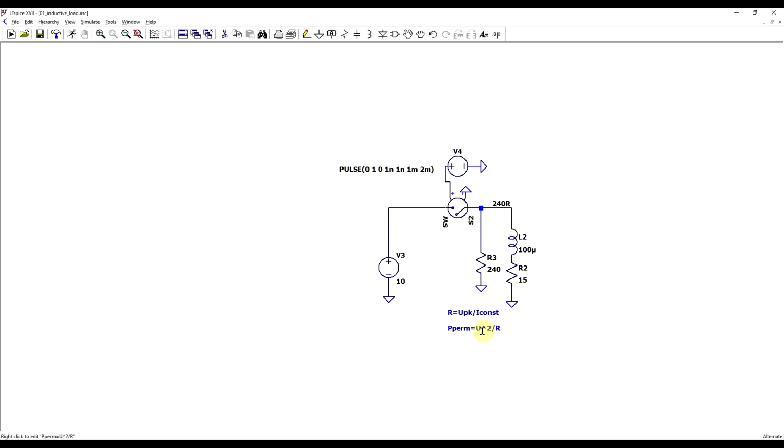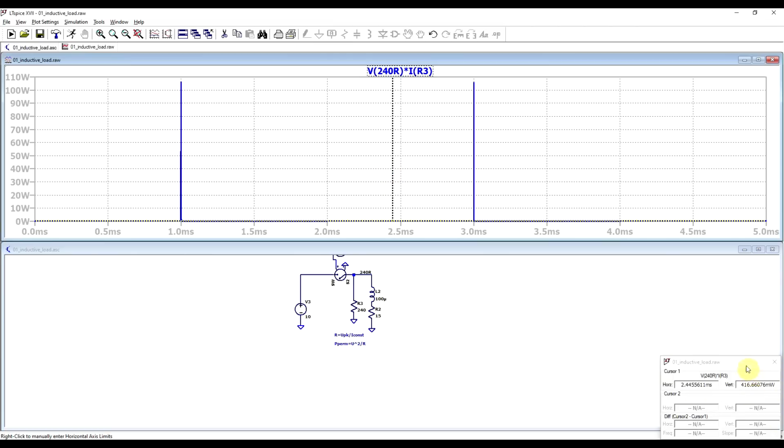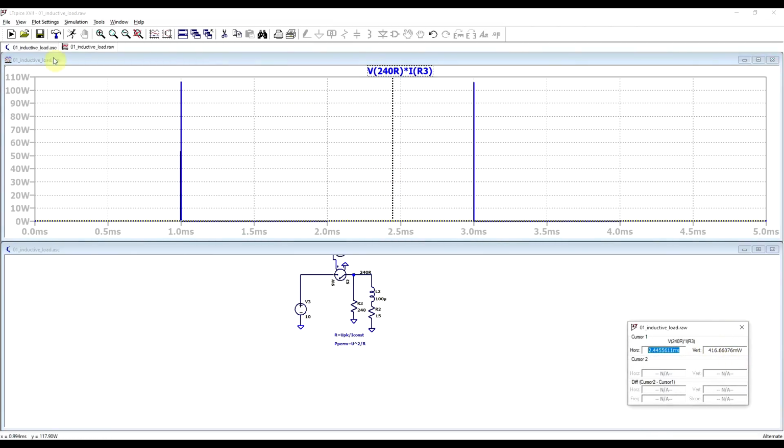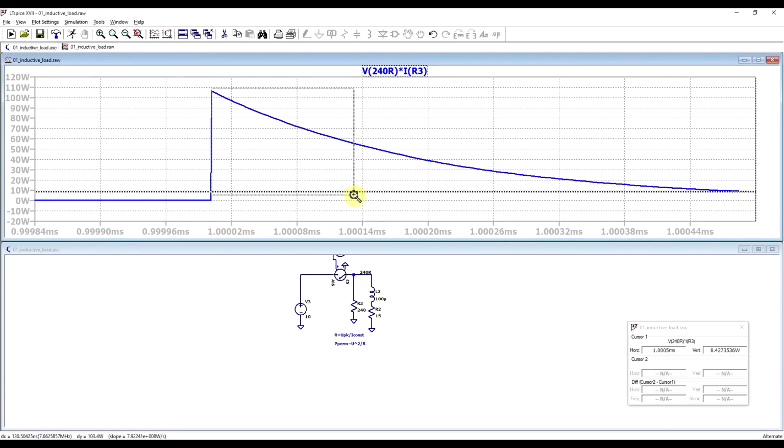So if we want a low permanent power, we get a large resistor value, but this will mean that we get large peak reverse voltages and large peak power dissipations. So if we run the simulation with a 240 ohm resistor, we can see that this is giving us peak negative voltages of minus 160, the permanent added power is around 400 milliwatts, and the peak power is in the 100 to 110 watts. But this gets dissipated for only a few tens or hundreds of nanoseconds.